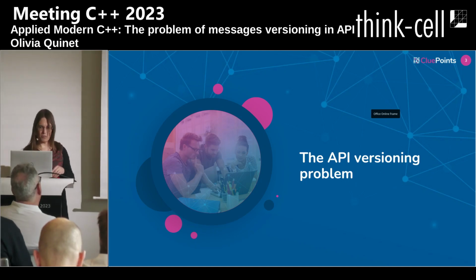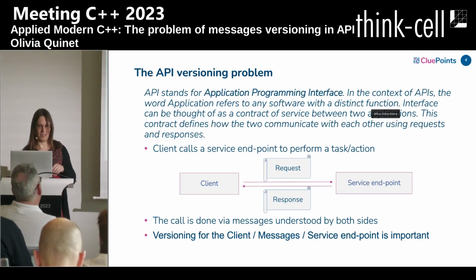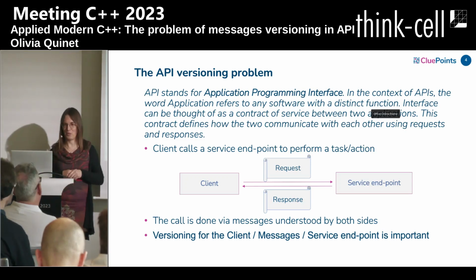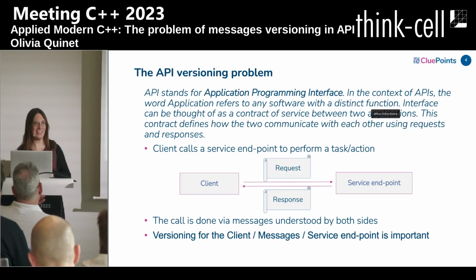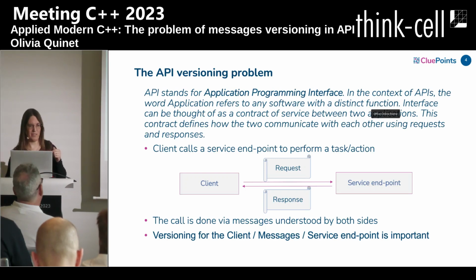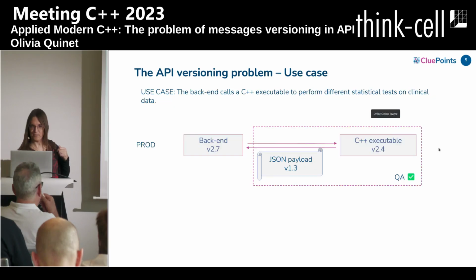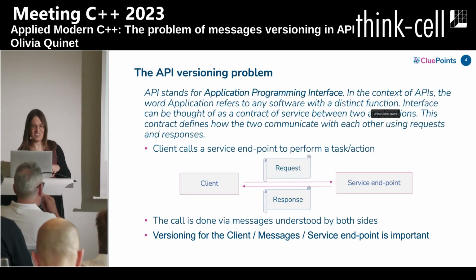So, the API versioning problem. You all know, but it's good to refresh or have a common understanding. API stands for Application Programming Interface. And in the context of APIs, the word application refers to any software with a distinct function. The interface between software can be thought of as a contract of service between two applications. This contract defines how the two communicate with each other using requests and responses.